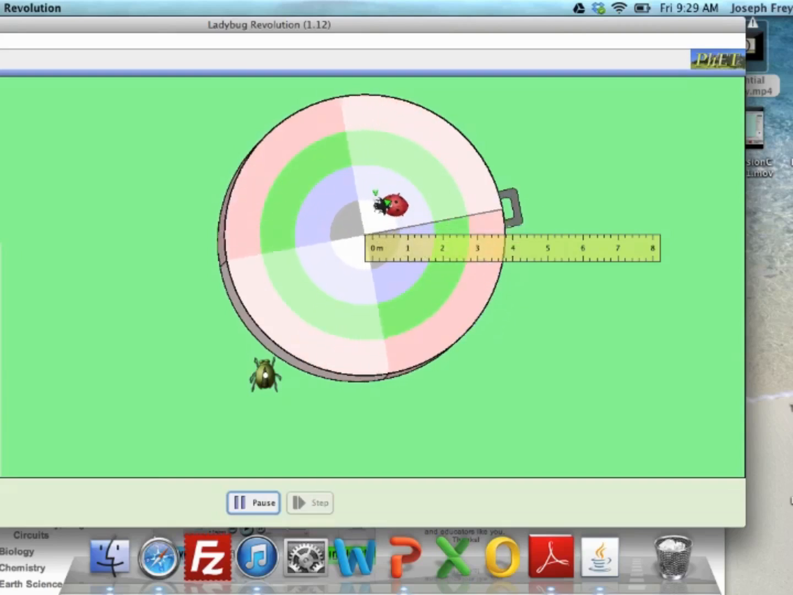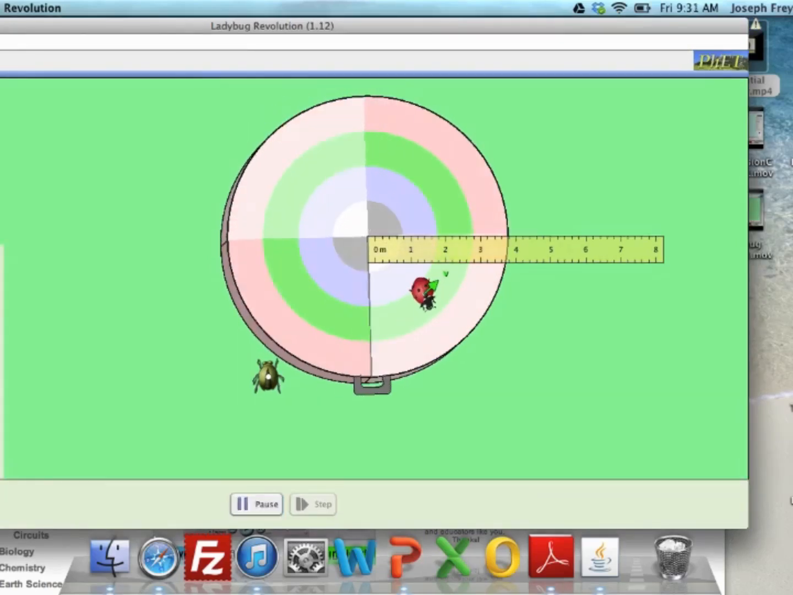This wheel is going with an angular velocity of about 1 radian per second. The ladybug is at a radius of about 1 centimeter. Notice how it has a small tangential velocity, that green velocity vector. And it's small because the ladybug is pretty close to the center. Now the ladybug is 2 centimeters away, farther from the center. It has a bigger tangential velocity because the radius has increased, even though the angular velocity is still remaining the same at about 1 radian per second.